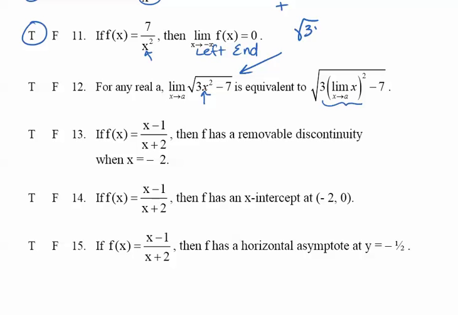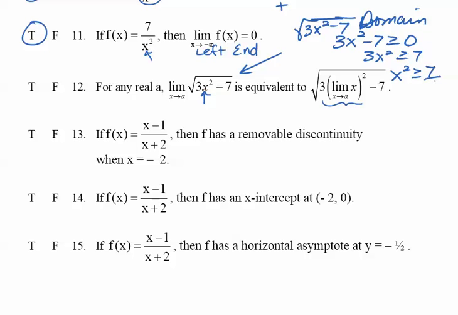So the square root of 3x squared minus 7 is defined for its domain. It is defined when 3x squared minus 7 is greater than or equal to 0. So you could do a little bit of algebra here to find its domain. And this would be when x is less than or equal to negative square root of 7/3, or when x is greater than or equal to the positive square root.